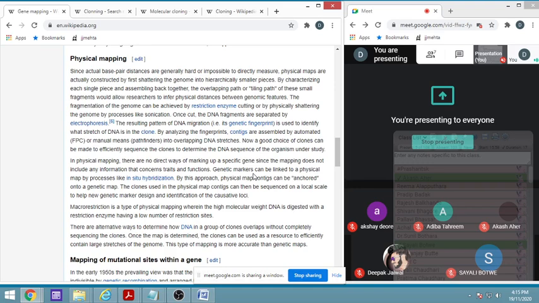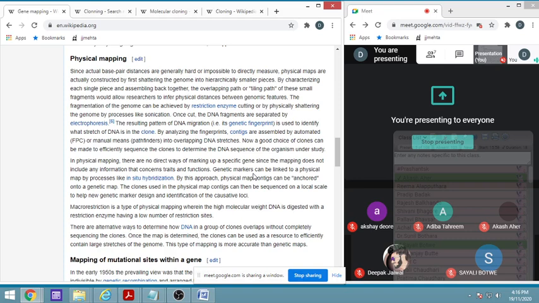Various markers or staining reagents are used, just like in chromatography. The most common one is ethidium bromide. That gives fluorescence, and then you can take a photograph and see the separations. From that separation you can take out the DNA that has migrated, which is called a DNA fingerprint. This pattern of DNA migration is used to identify what stretch of DNA is in that particular portion in the clone.